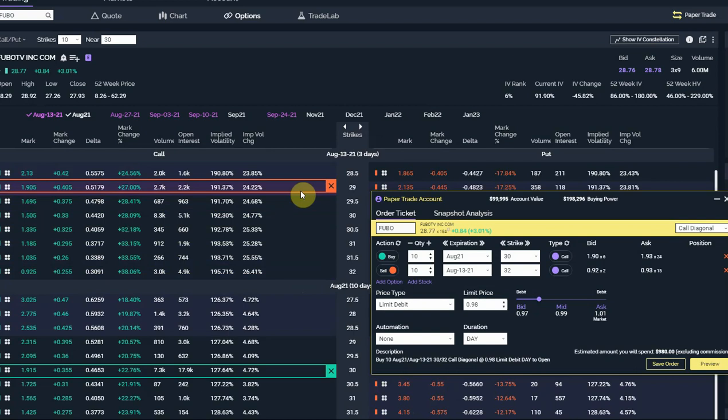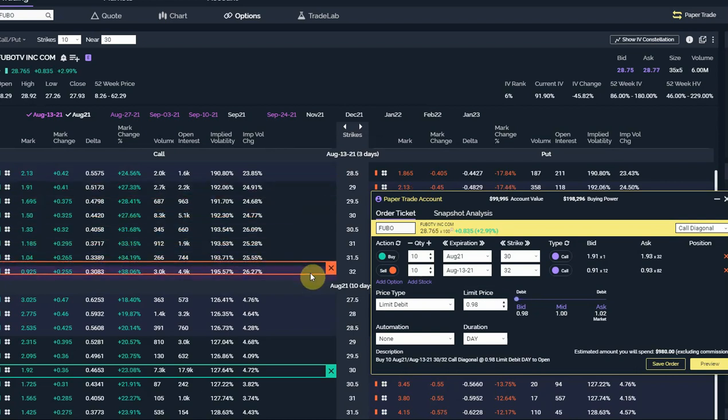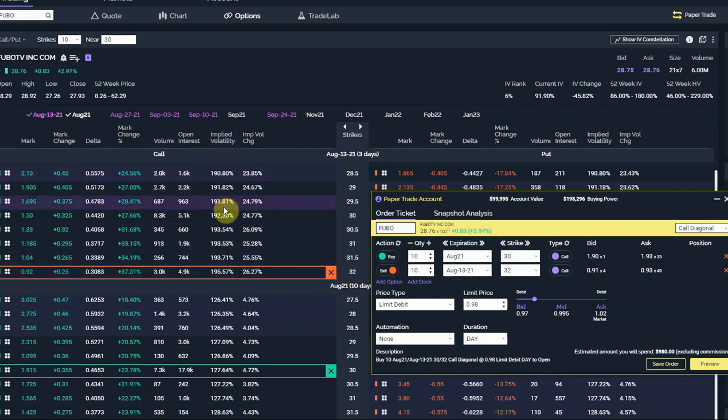I have done it before, not in this instance. That's bearish temporarily. Okay, so this is the skinny on how to use the implied volatility difference between this and that.